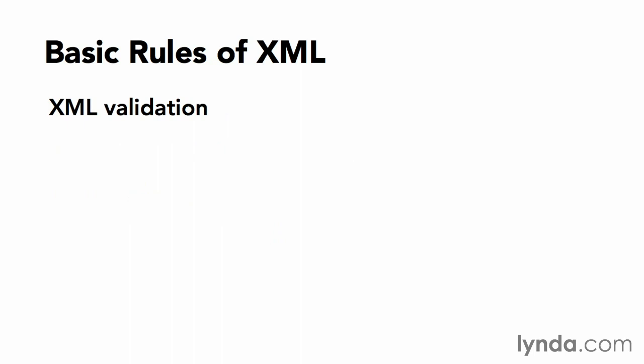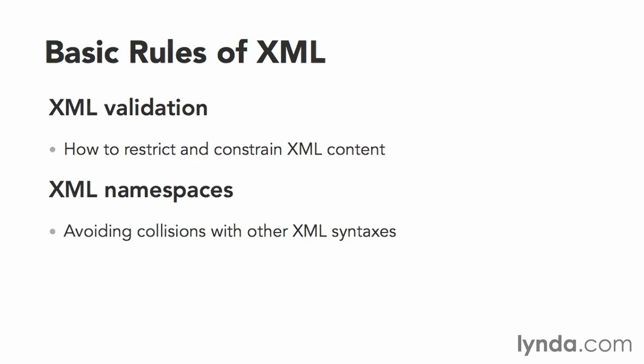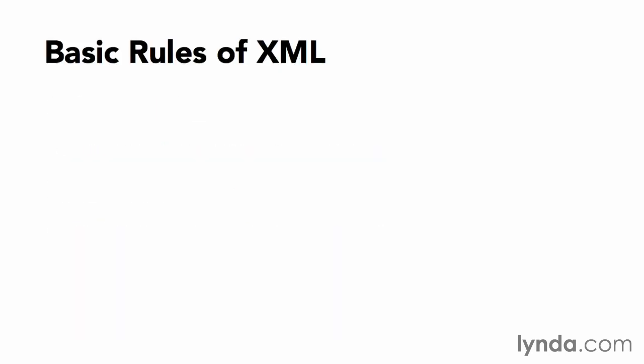Then we'll talk about how to make valid XML documents, and this is something that we'll revisit later in the course when we talk about document type definitions and XML schema. Finally, we'll wrap up with a discussion of XML namespaces, which provide a way for you to include XML data from different sources and avoid collisions with other tag names when you do so. All right, let's start off by talking about the contents of XML files.